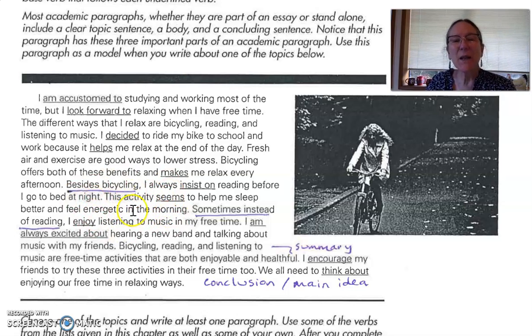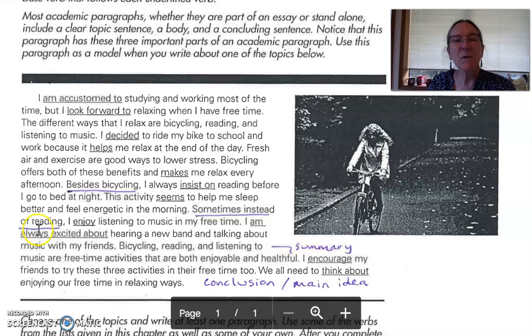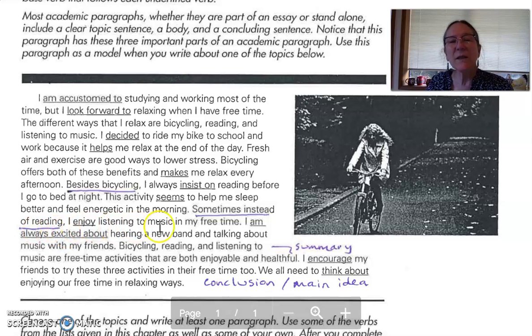So besides bicycling will take you from the bicycling idea to the next one, reading. And then after the reading idea, it says sometimes instead of reading, comma, I enjoy listening to music. So those are two really good transitions. You could use those between paragraphs if you're adding ideas together to be persuasive. So I really wanted to show you that.